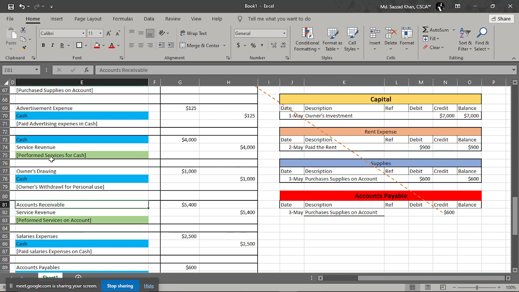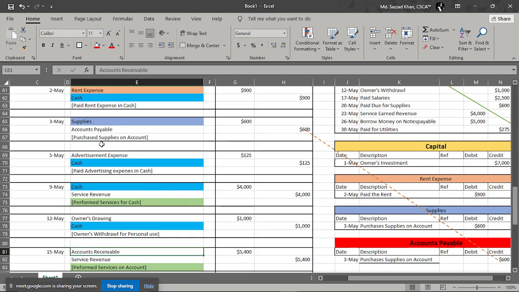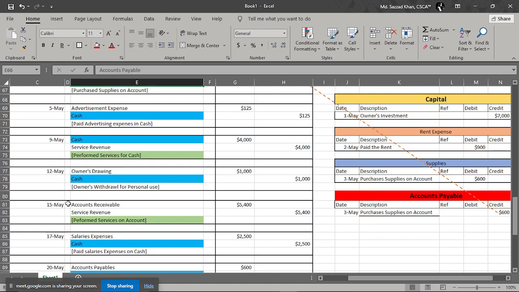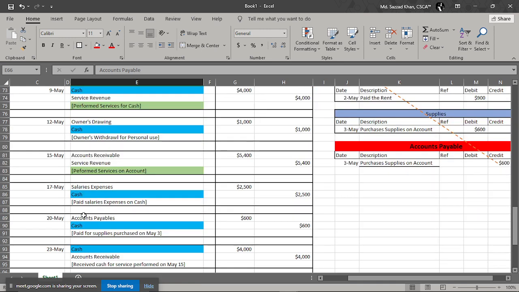Okay. So where is my accounts payable? Here I found my accounts payable. The first one I have transacted in here. And where do I find other accounts payable? Let us find. Oh, 15th of May. No, this is not accounts payable. That is accounts receivable. 20th of May, right? 20th of May. We defined accounts payable. So read out.